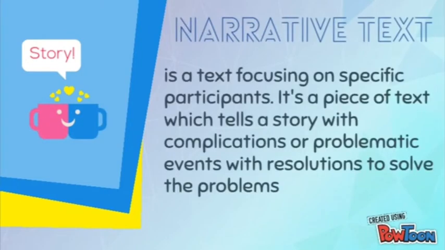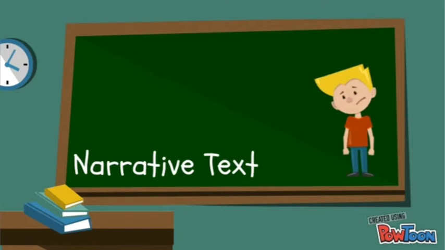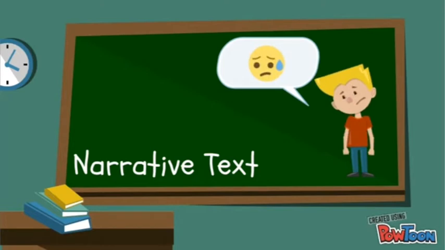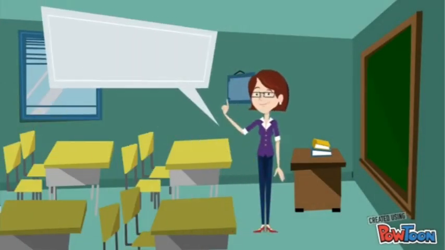Well, it is a text focusing on specific participants and is a piece of text which tells a story with complications or problematic events with resolutions to solve the problems. Well, we can roughly say that narrative text is like someone with problems or complications which make their conditions get even worse. But then, those problems will lead them to resolutions that can make their conditions get better than before. Okay, now you know the definition of narrative text.